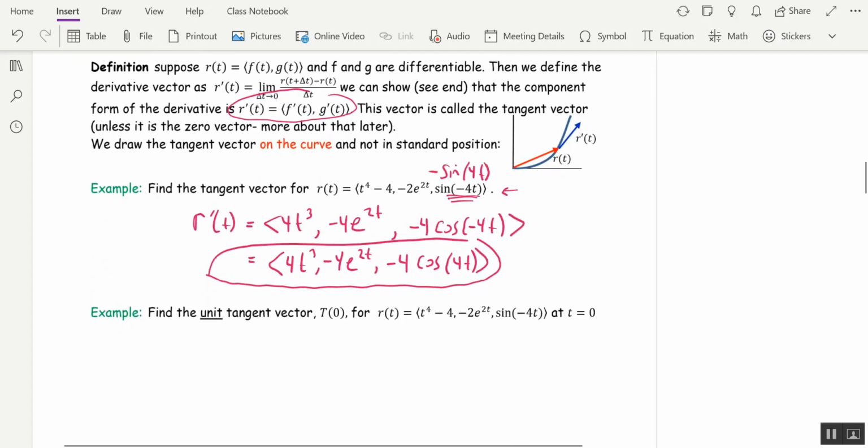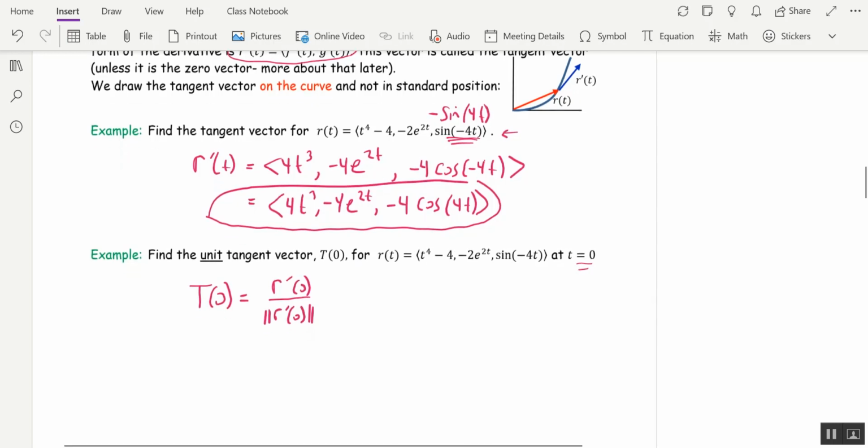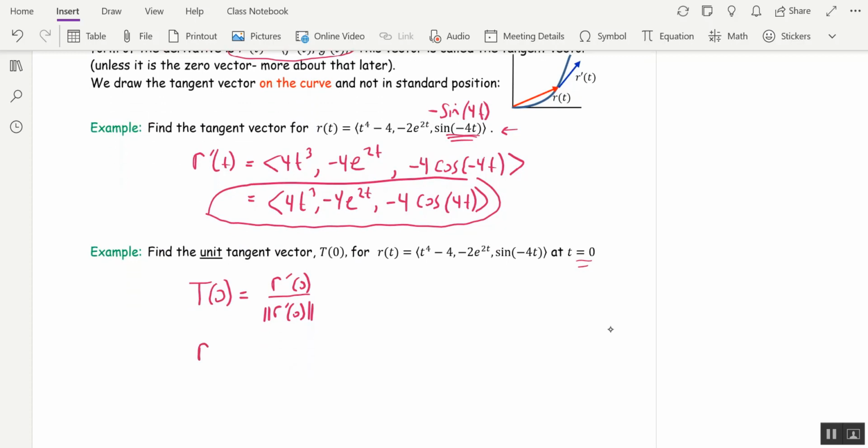Okay, related to that, find the unit tangent vector T of 0 for the exact same curve at t equals 0. So what we want here, big T of 0, unit tangent vector. So we want r prime of 0 divided by its length. Now we could find the length of r prime now and then plug in t equals 0, but it's a lot easier to first plug in 0. So r prime of 0 is (0, negative 4, and cosine of 0 is 1, so negative 4).